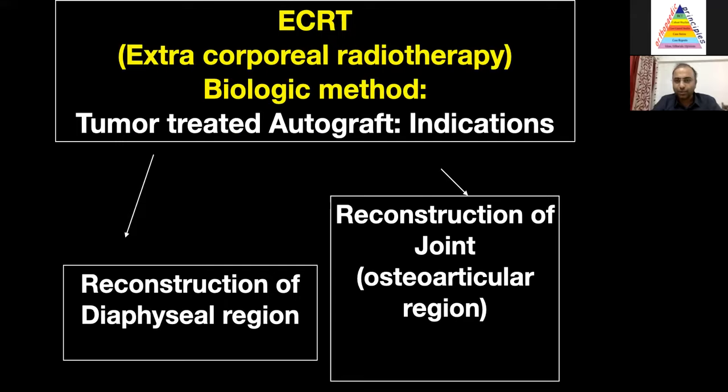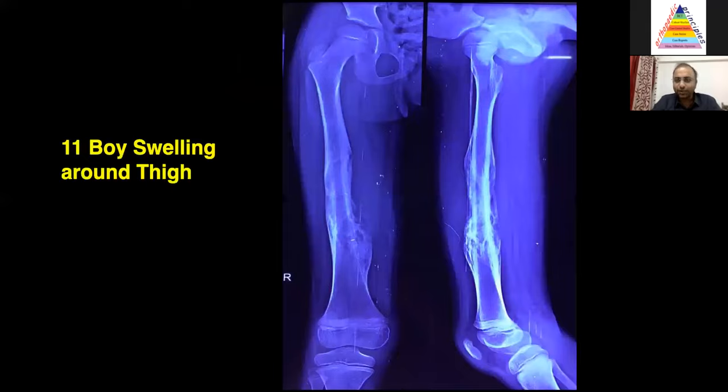It is commonly used for reconstruction of diaphyseal defects, in tumors involving the femur, humerus, or tibia, or it can be used for reconstruction of a joint, that is osteoarticular reconstruction. We'll go through a few cases here. This is the example: an 11-year-old boy presented with pain and swelling around the thigh. Read this X-ray and consider the approach that should be used for treating this patient, which is very important.